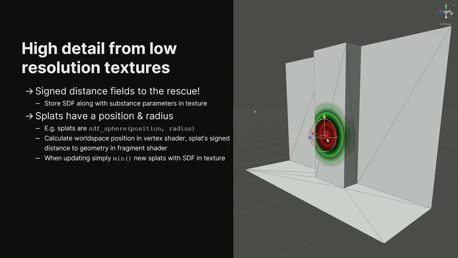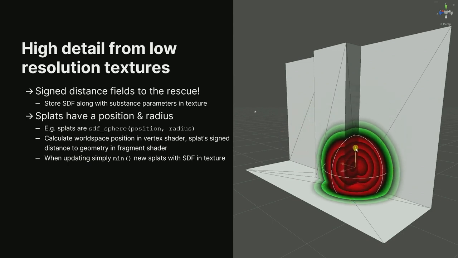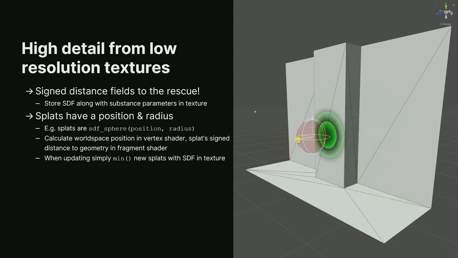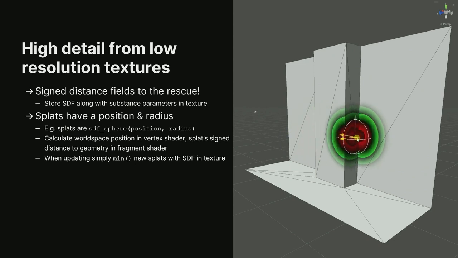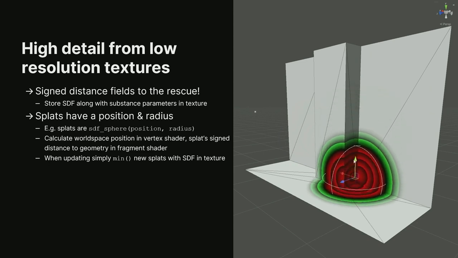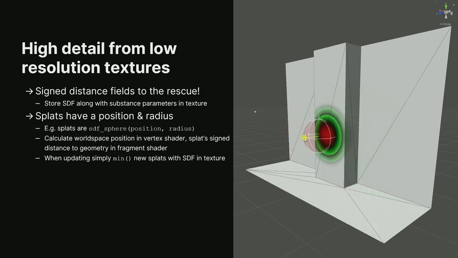So splats have a position and a radius, i.e. a splat is essentially represented by the SDF of a sphere. So when we run our update shader, we calculate the world space position for geometry, calculate the distance to the center of each splat sphere, and that gives us the SDF. And then to integrate that with the texture, we simply use the min function to take that new SDF and figure out what the minimum value is compared to the previous value in the texture.